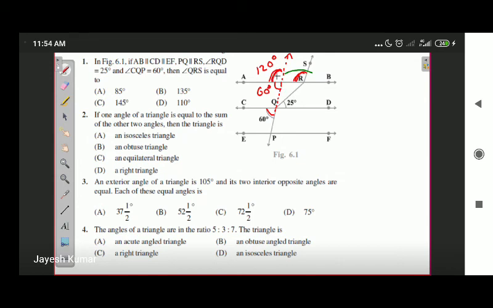Why so? Because these are both pairs of parallel lines. So this is 120, so this is also 120 degrees. This angle was counted as 25 degrees, this angle is 120 degrees, the answer is 145 degrees. Okay. Some of you might get the answer 85 degrees, but that is wrong. Next is question number 2.